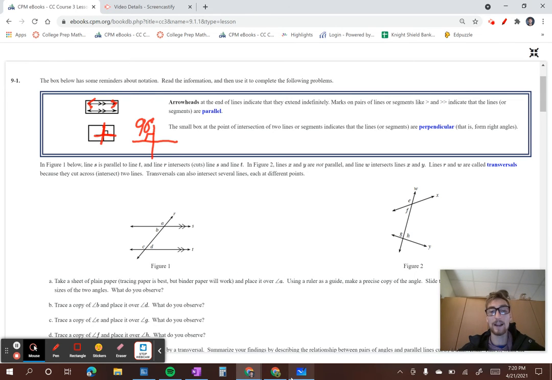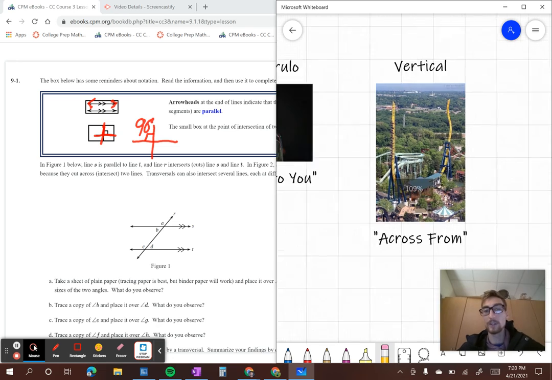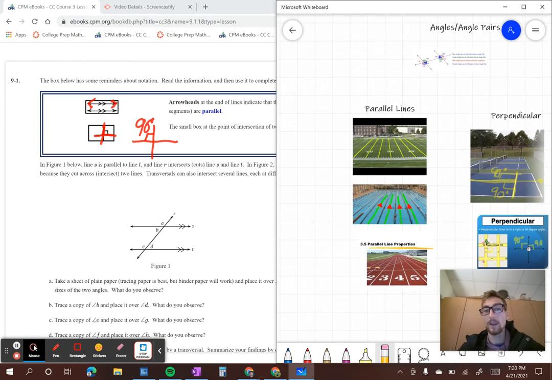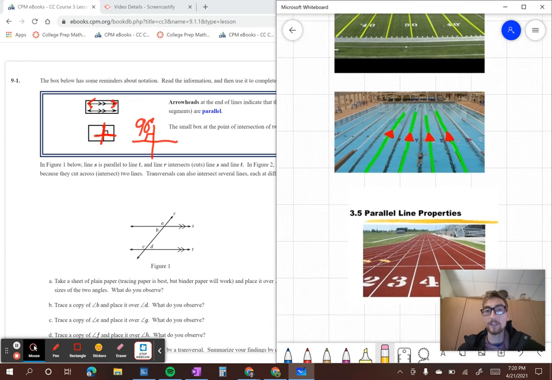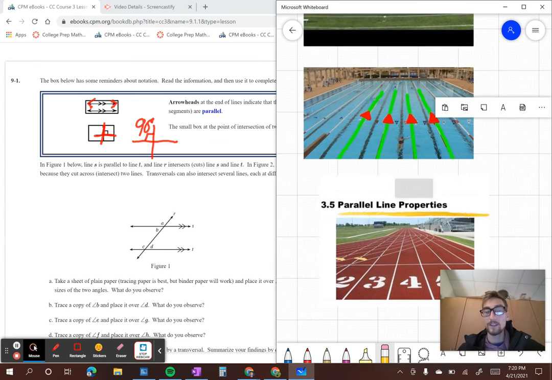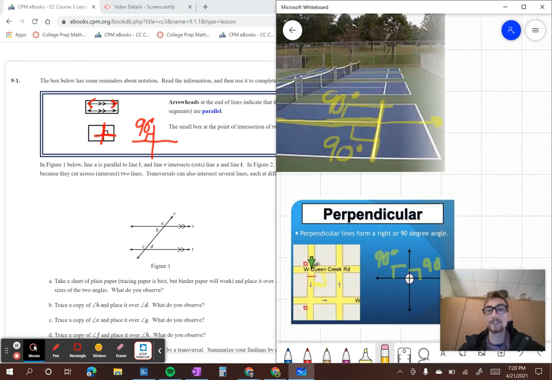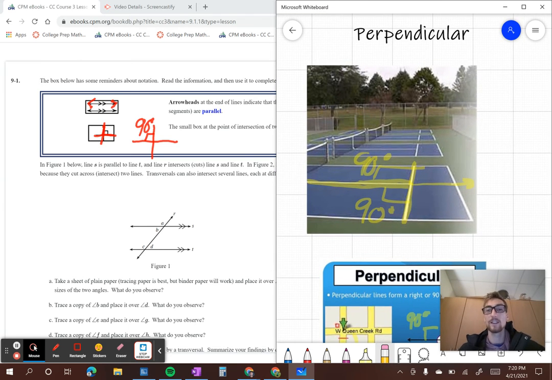And one way that I like to remember these things is when we go back to the whiteboard. Parallel lines are like football field lines. Every 5 yards, they're apart from each other, and they extend and would never touch each other if the field kept going on and on. Similarly, if we look at a track or a swimming pool, we don't want swimmers or runners to cross into the other competitors' lanes. So those are examples of parallel.